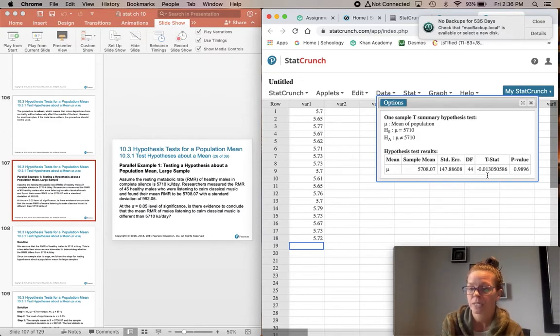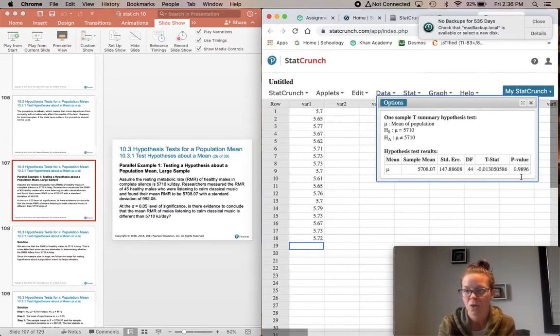Okay, so remember, t's are pretty much the same idea as z, except it allows us to use s instead of sigma. So with t's and z's, we're thinking of how far it is away from the mean. So here's our mean, a t-value of negative 0.01. Well, negative means smaller, so a little bit smaller than the mean, but hardly at all. That t is almost 0, which means it's pretty much right at the mean.